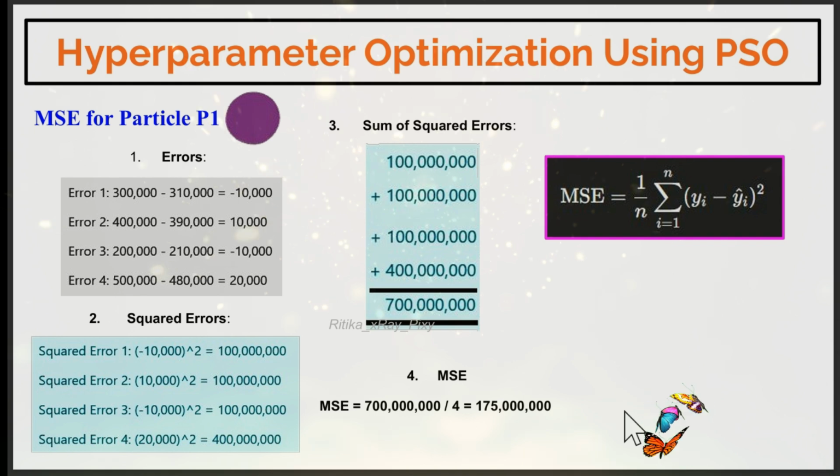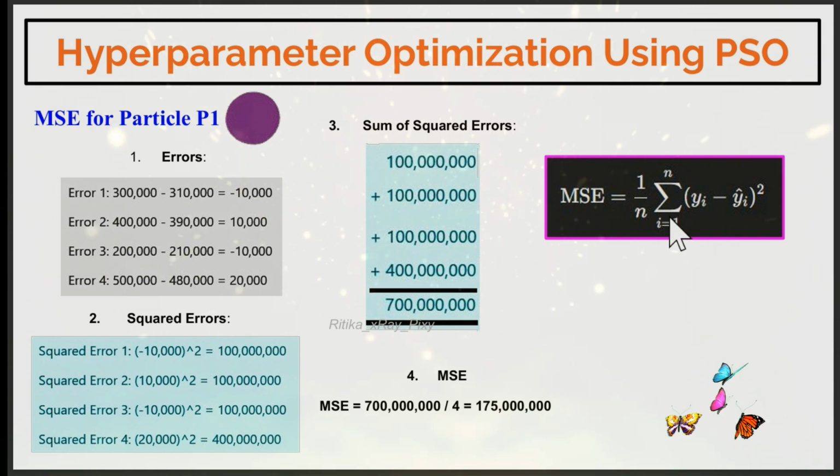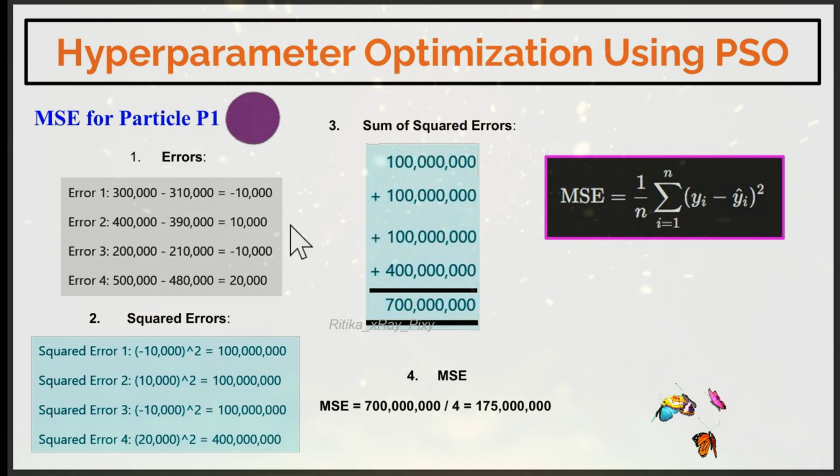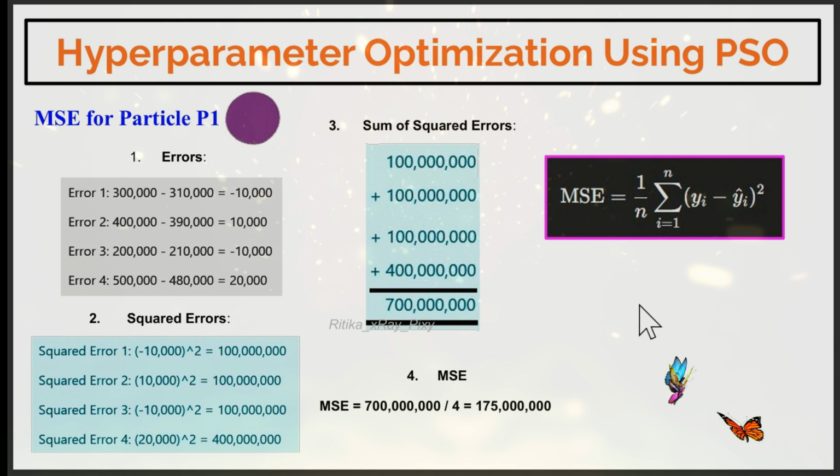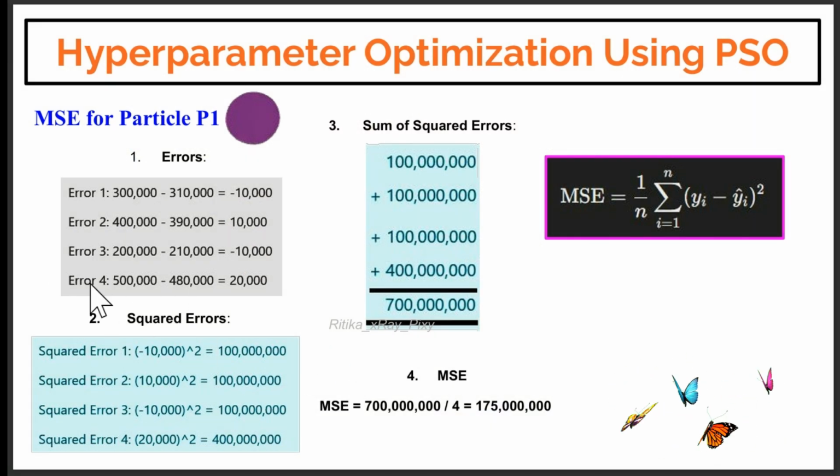So first we will compute the error, that is actual price minus predicted price. We will compute this for each dimension. Here we have n, that is 4. So from 1 to 4 we will calculate error 1, 2, 3 and 4. After that we will square the error. Here you can see in this formula we will square error 1, 2, 3 and 4. After that we will calculate the sum of the squared errors, that is squared error 1 plus squared error 2 plus squared error 3 plus squared error 4.